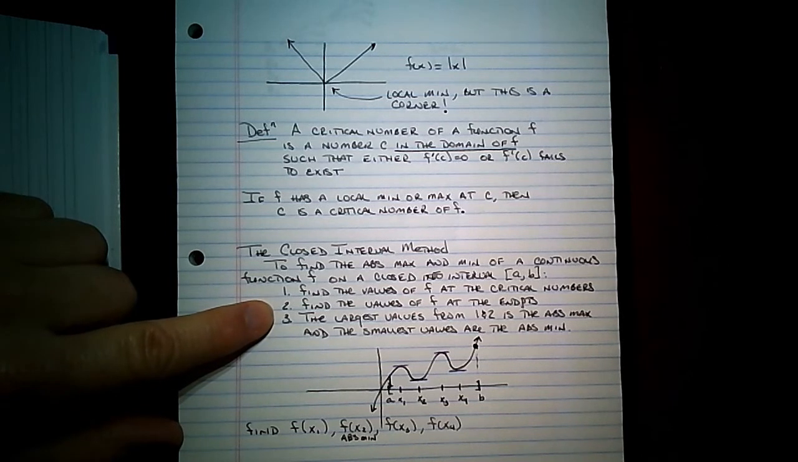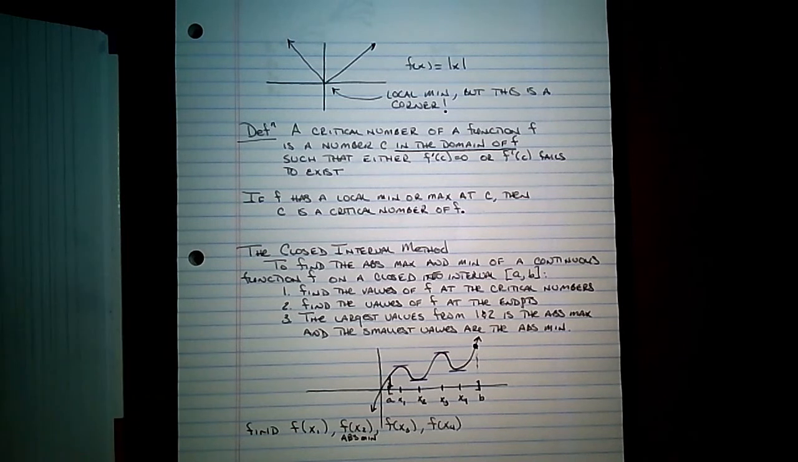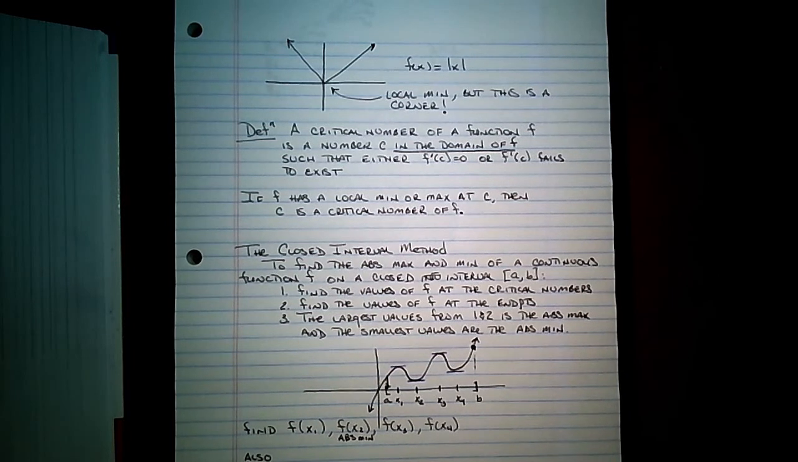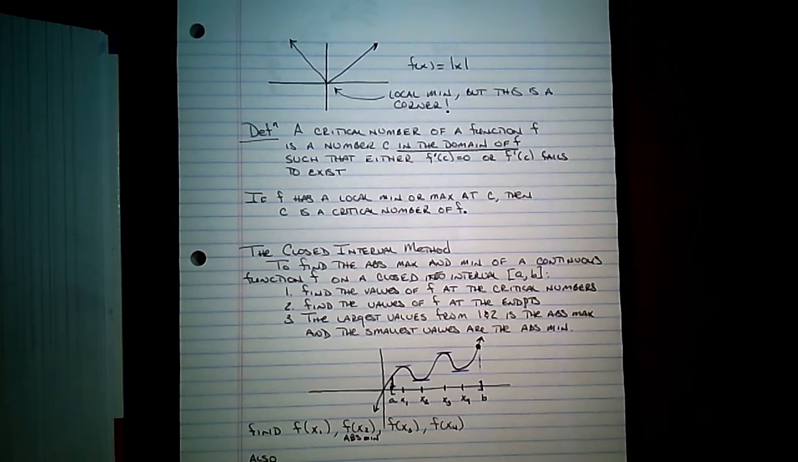You've got to test the endpoints. Don't forget to test the endpoints. So in addition to finding these, we really need to also find f of A and f of B. And why do we do that? Because in this case, this was my absolute max, and if I hadn't checked my endpoints, I would have never found it.